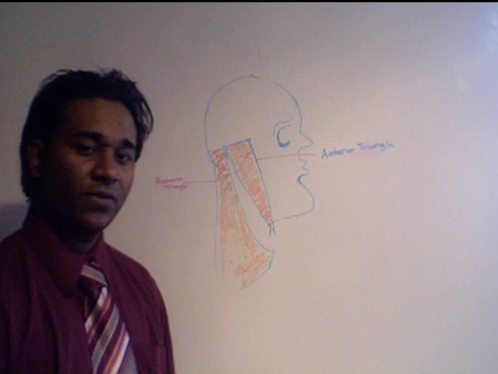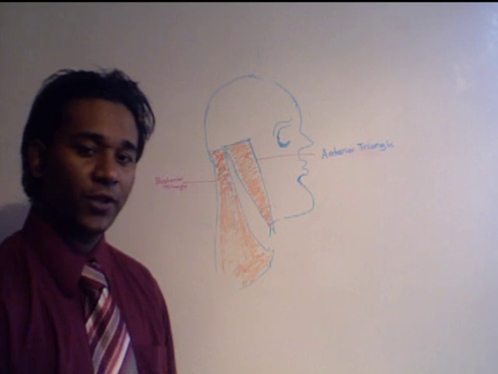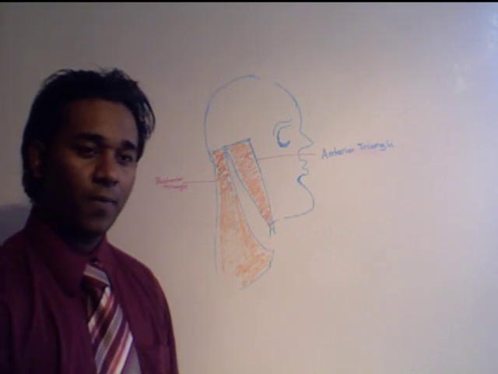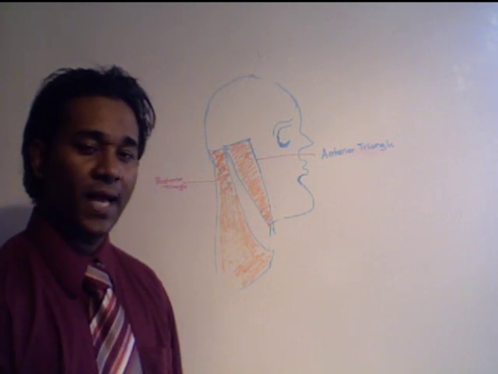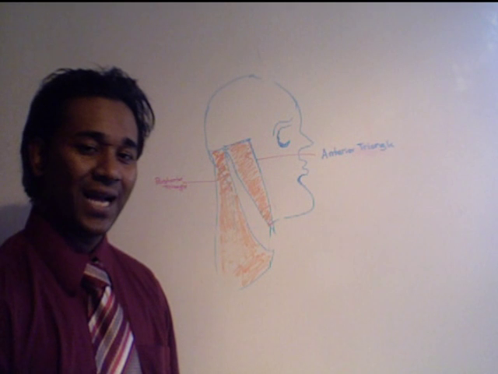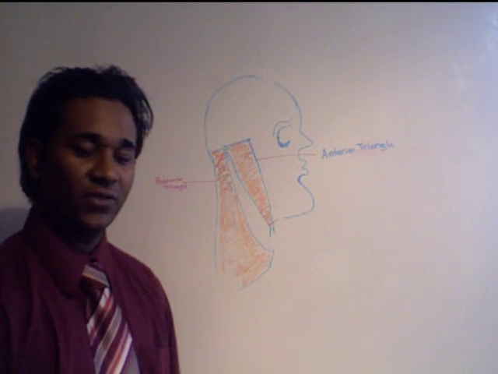Also in the posterior triangle is the phrenic nerve, formed from the ventral rami of the spinal segments C3, C4, and C5, which lies anterior to the anterior scalene muscle.